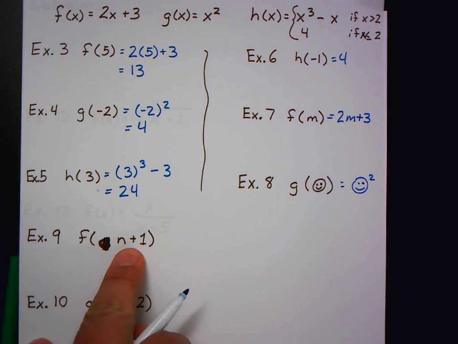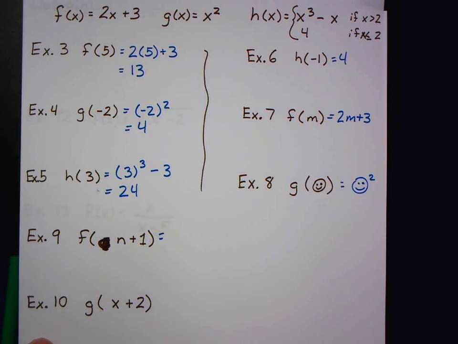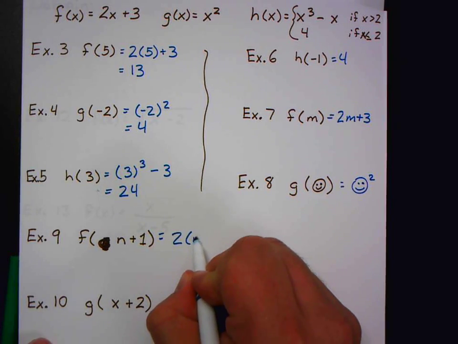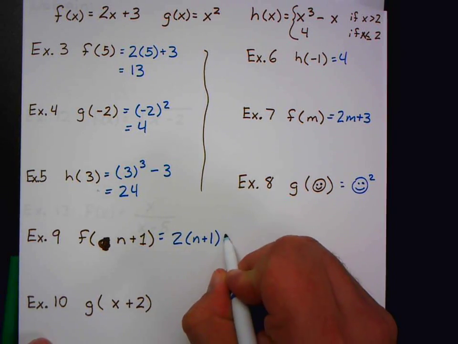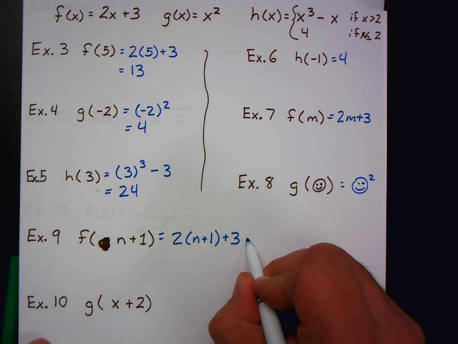So if I put n plus 1 inside the parentheses, before you start solving anything, we'll get to simplifying, but what does my initial equation look like? Okay? So I take out the x. Where the x was, I replace it with what was inside the parentheses. Now, this one you can simplify, because I can distribute, and then I can add.